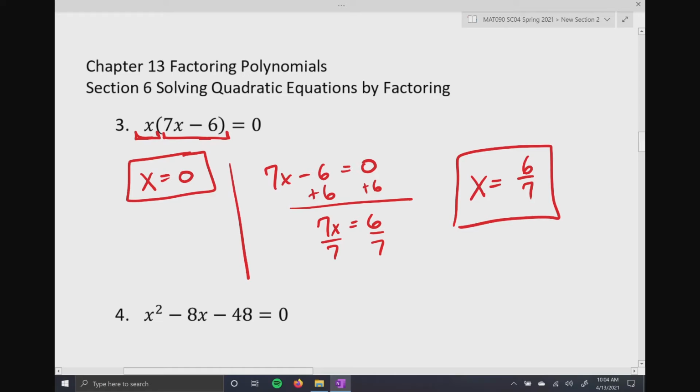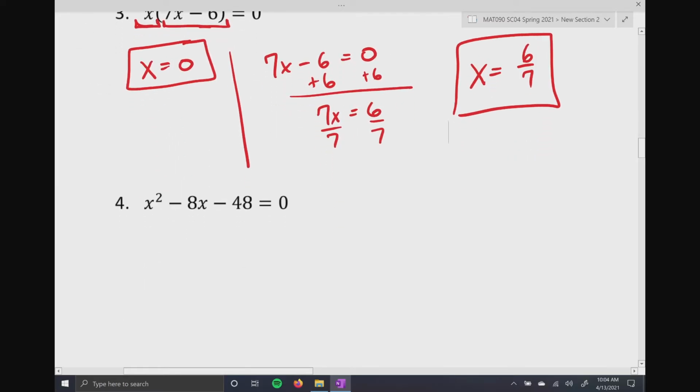Number 4 is the first time we actually have to do some work. It's the first time we got to do something. So step 1, it's already solved for 0. It's already set equal to 0, so we're good. But step 2, now we got to factor. This is where this comes into play.